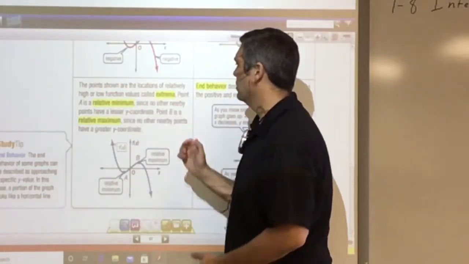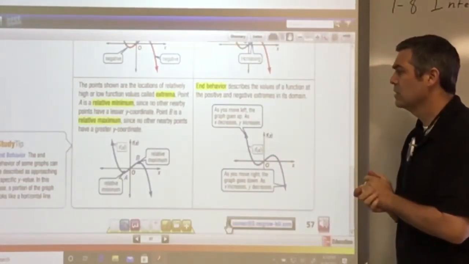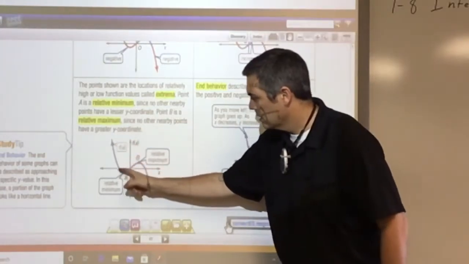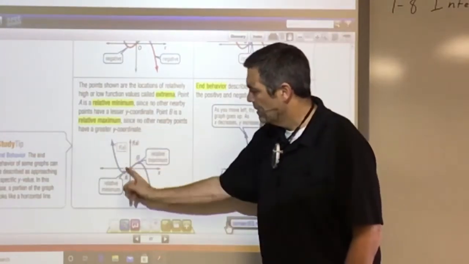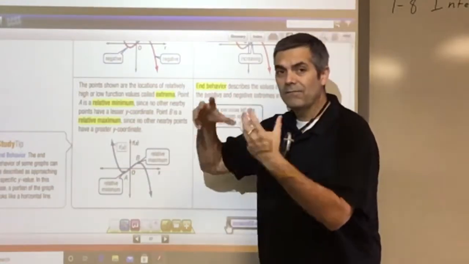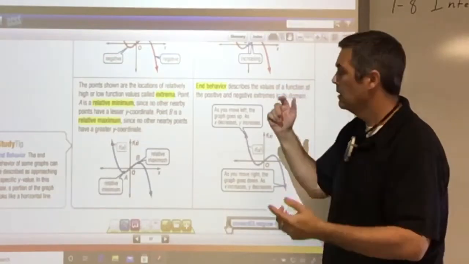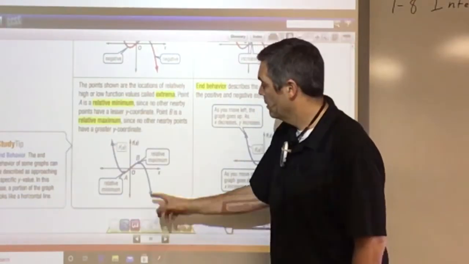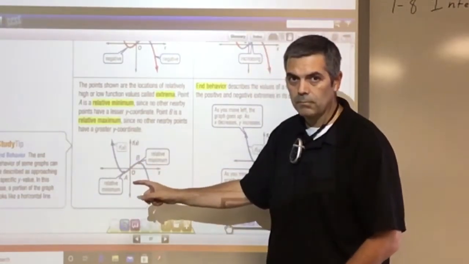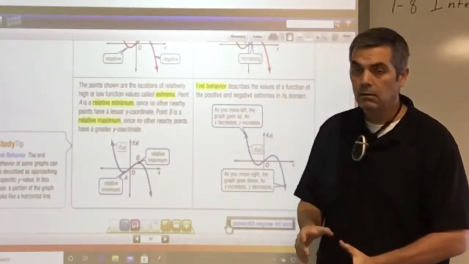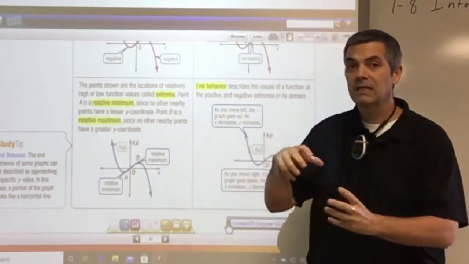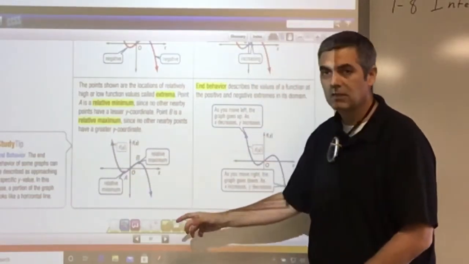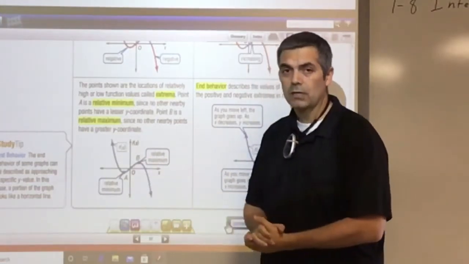The points shown are the locations of relatively high or low function values called extrema. Point A is a relative minimum. Okay, so notice, it comes all the way down, comes back up, comes back down. Peaks and valleys is kind of what we call them. So here's a valley, right? Right there is a relative minimum. Here's a peak. That's a relative maximum. That's what you're looking at. Don't overcomplicate it. You may have multiple ones of these inside the same graph, okay? You're just looking for the valley, the peak, and then seeing what happens, okay?